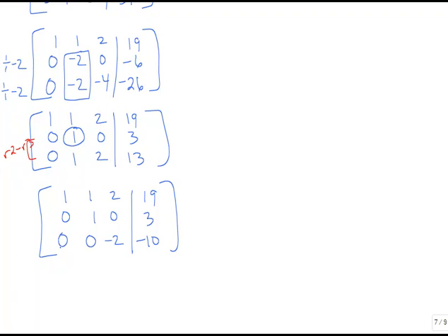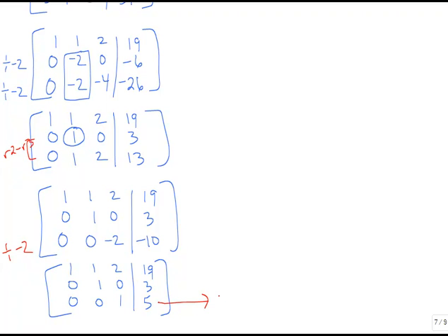So column 1 is done, column 2 is done. All I have to do now is change this -2 into a 1, and you should always be able to do that by dividing. Here I'm going to divide through by that -2. So my final matrix is 1, 1, 2, 19, 0, 1, 0, 3, and 0, 0, 1, 5. So I have that nice reduced row echelon form that I was looking for. So now we should be able to get our final solution.